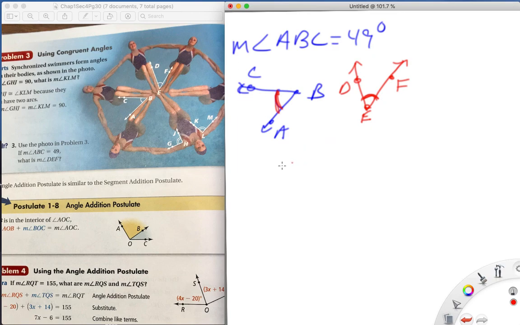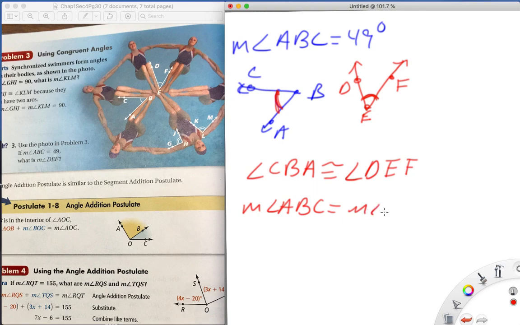So I can say that angle CBA is congruent to angle DEF because they have the same marking. That tells me that they're congruent. Since they are congruent, I know that they're equal. So I know that the measure of angle ABC is equal to the measure of angle DEF, which equals 49 degrees. So DEF equals 49 degrees.